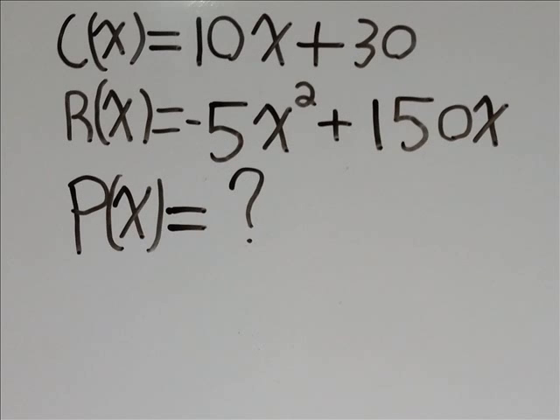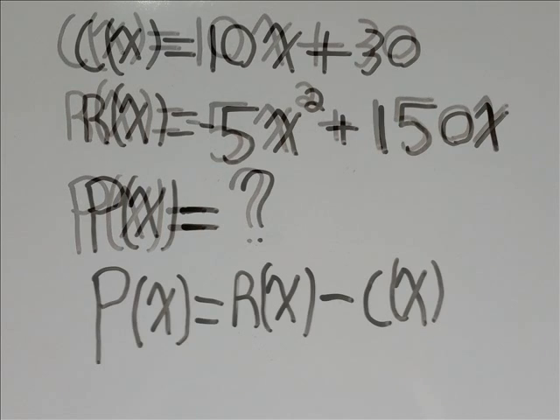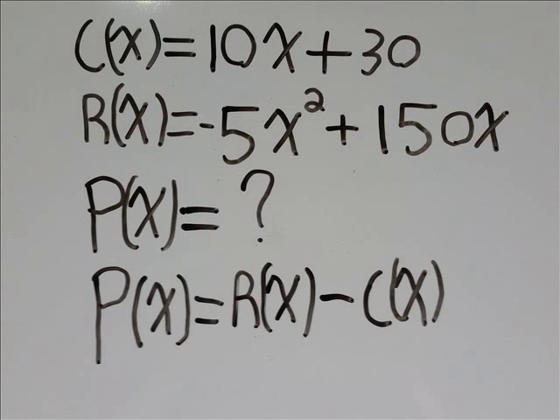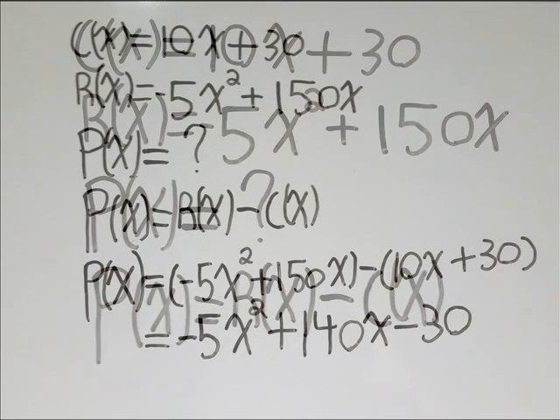Remember that C of x and R of x equation? Well, they're going to help us find P of x. P of x, or profit, is equal to the revenue minus the costs of a company. So our profit function is going to be R of x minus C of x.